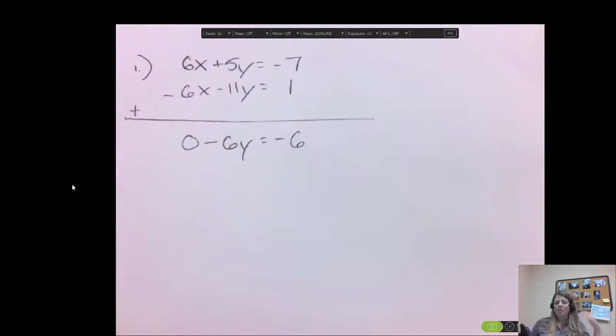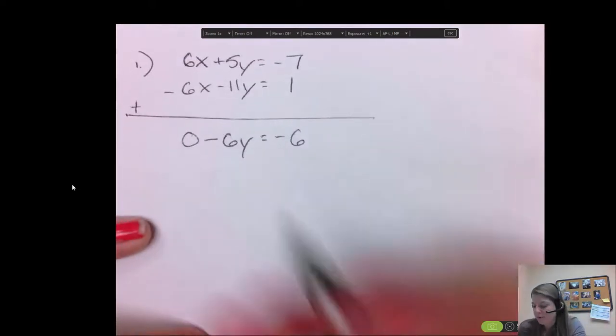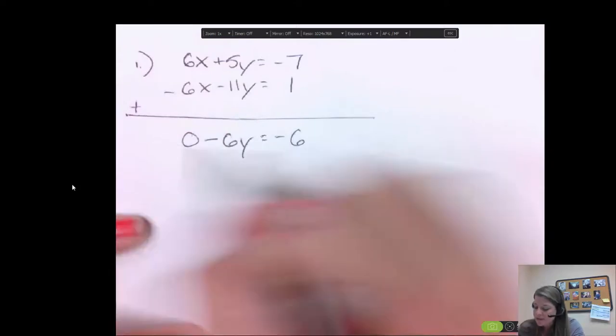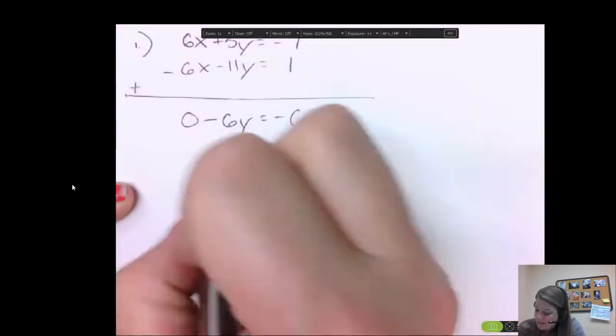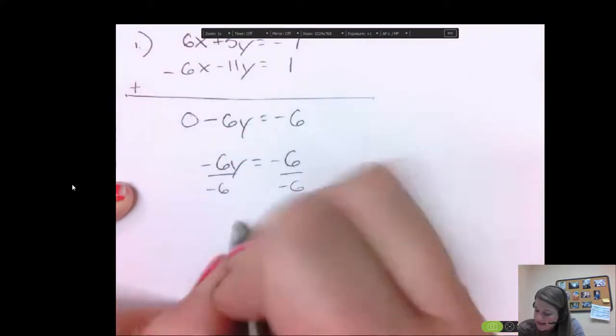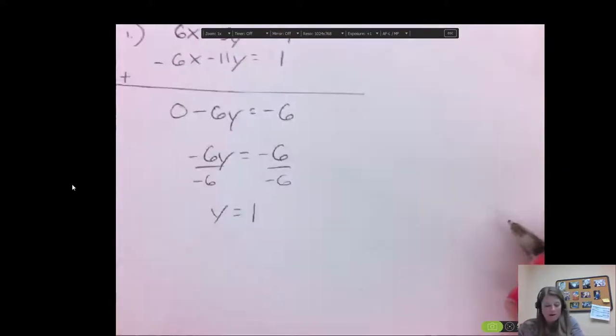So isn't that kind of cool? I can add those together, and that's showing they're equal. I already know they're equal, but it has to eliminate the x's or the y's, or you just formed another equation, and that's not going to work out very well for you. It can't have an x or a y. So this is the same thing as negative 6y equals negative 6. So you divide by negative 6 on both sides, and you know that y is positive 1.